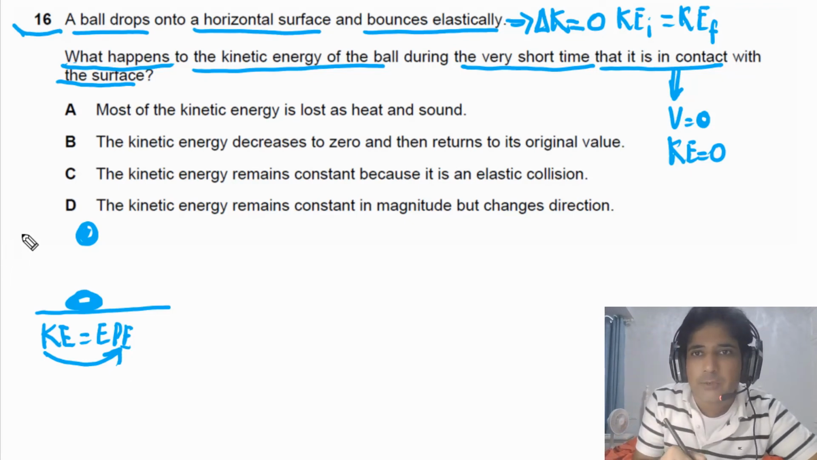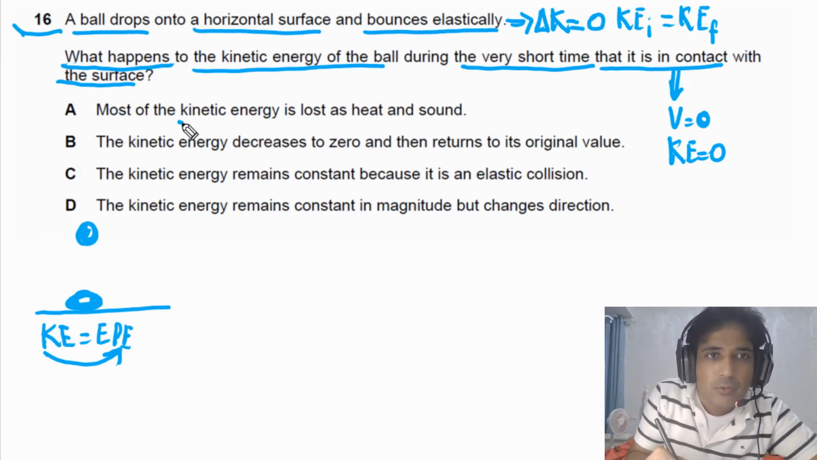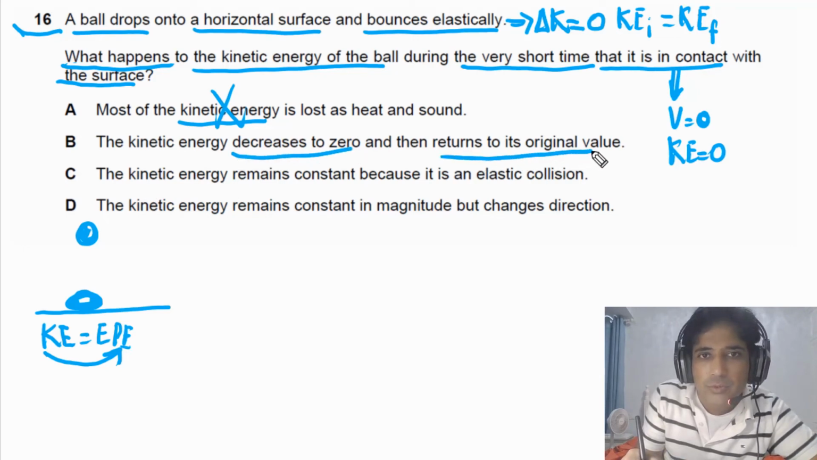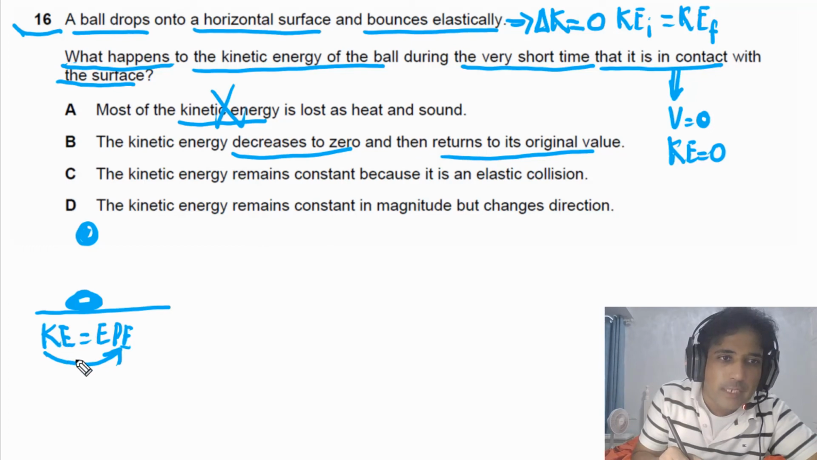Now let's try to find out the best possible option. Most of the kinetic energy is lost to heat and sound. No, this is wrong. This is an elastic collision. The kinetic energy decreases to zero and then returns to its original value. First of all, kinetic energy will be converted into elastic potential energy, then again this will be converted back into kinetic energy. So B is a possible option.